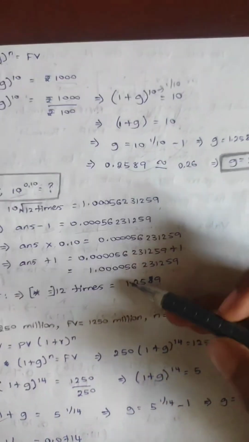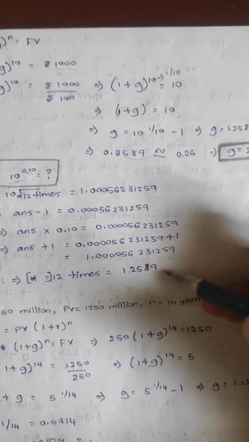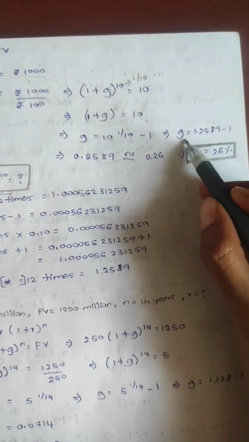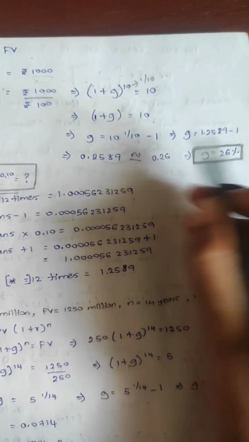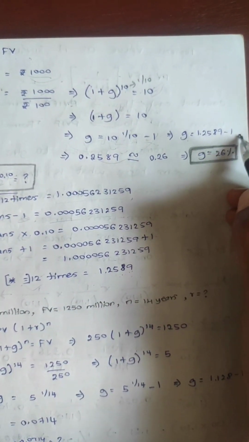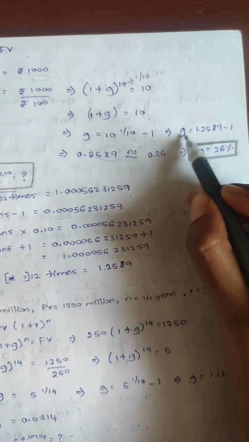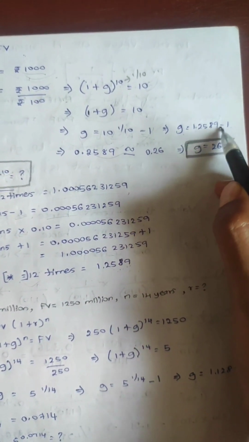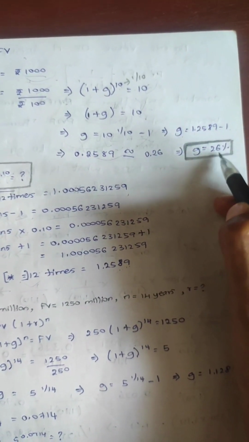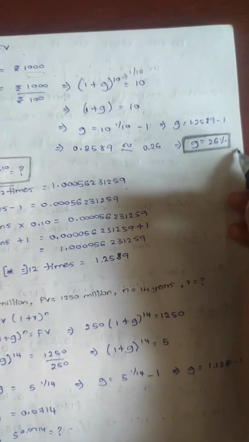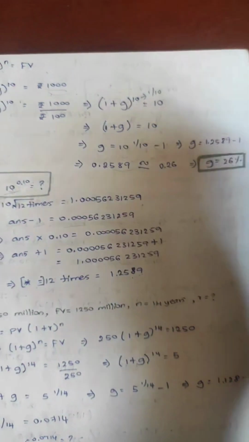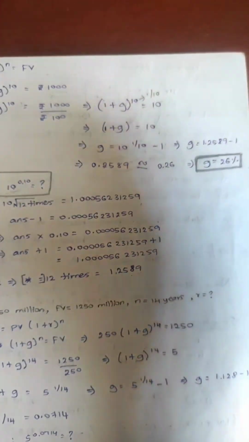That is 1.2589. Now see here, g equal to 1.2589. You remember this minus 1 is here, so subtract it, minus 1. Then you will get 0.2589. If you round off, you get 26%. So g, that is the growth rate, equals 26%. We got the final answer and the sum is ended.